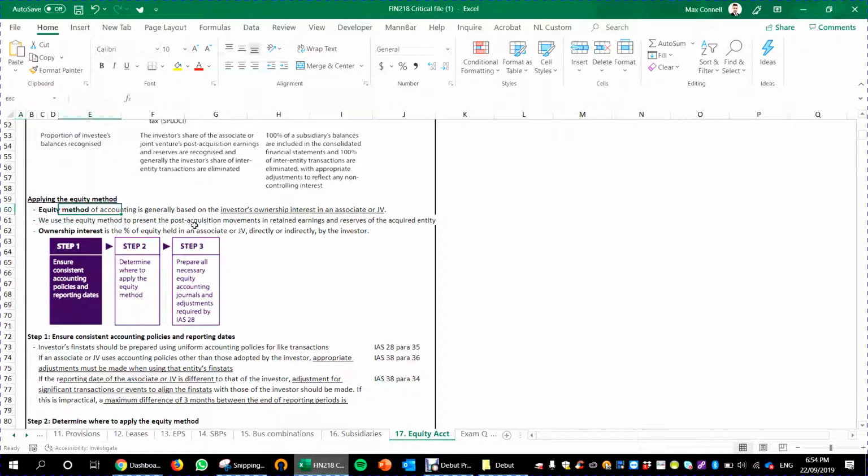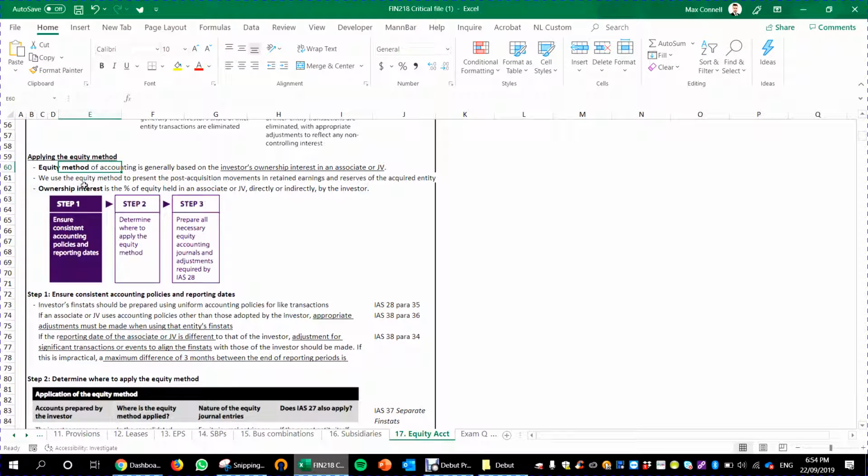Okay, so here's some general dot points. Equity method is generally based on the investor's ownership interest, so that percentage in their JV. We use the equity method to present the post-acquisition movements in retained earnings and reserves of the acquired entity. So again, not at 100%, it's at the percentage movement in retained earnings.